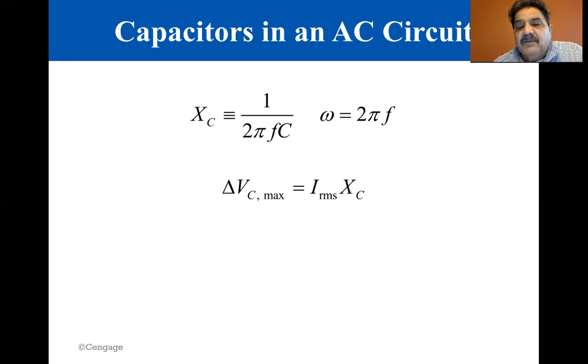VC max equals IRMS times XC max, where XC is the capacitive reactance. This equation relates the RMS voltage and RMS current in the circuit to the capacitive reactance. So this ends the capacitors in AC circuits section, but we're going to continue this video with section 21.3, inductors in an AC circuit.